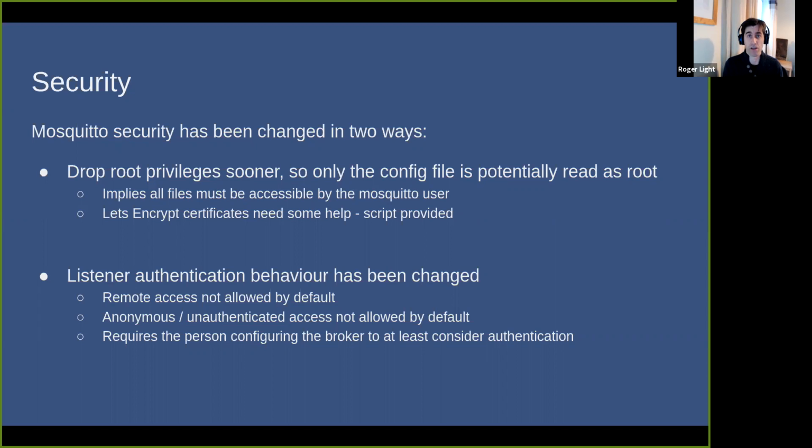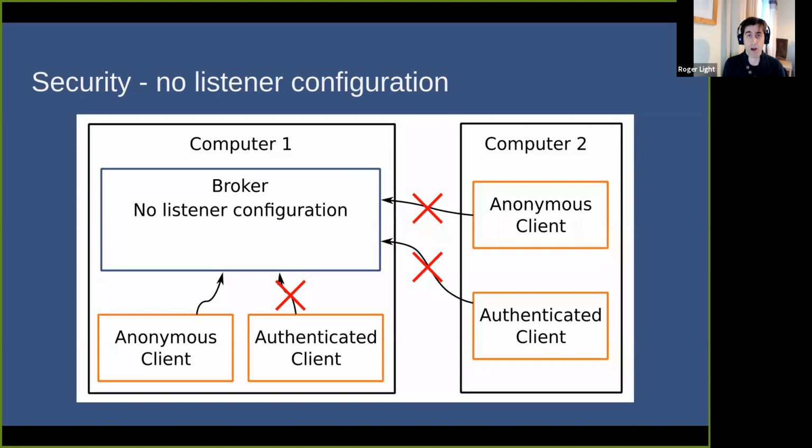So we're trying to change that and make it so that the end user of the broker has to consider security. They do have the option, of course, of going back to that fully open policy, but they've then got to make that active decision. The changes that we've made are that remote access will not be allowed by default. You have to configure that, and anonymous or unauthenticated access is also not going to be allowed by default. You have to configure that as well. I'll just go over those different scenarios to make that particularly clear, hopefully.